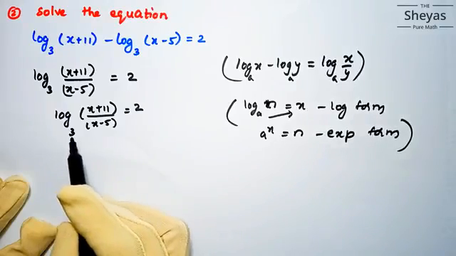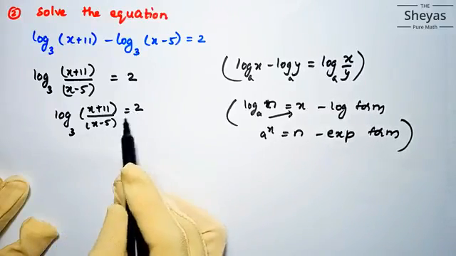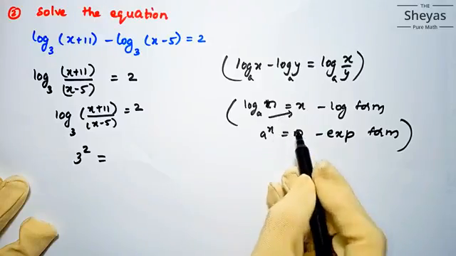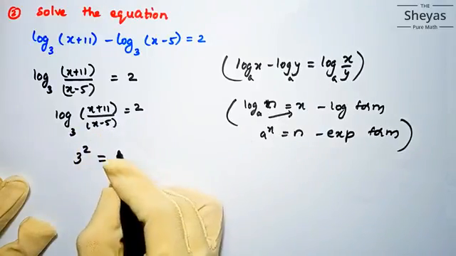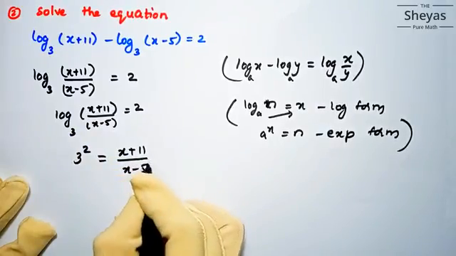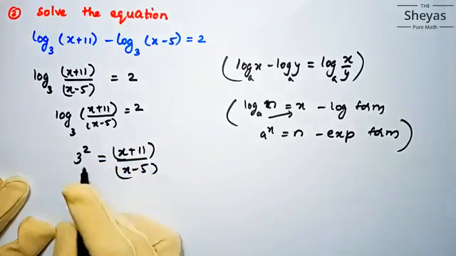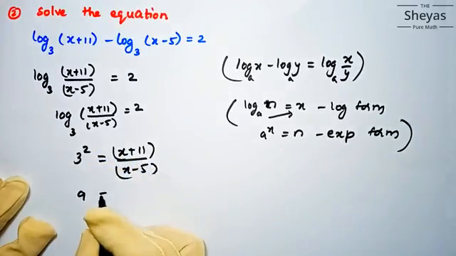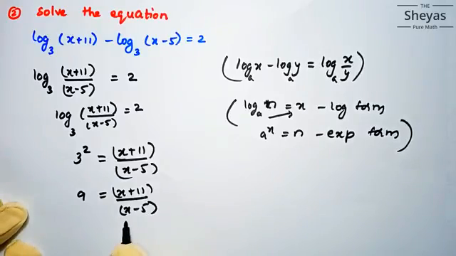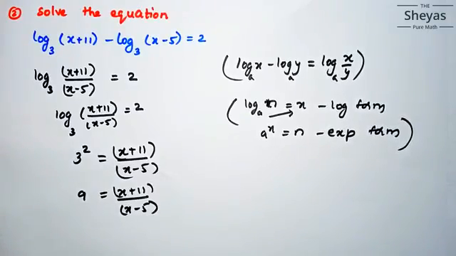So what is in the base? Keep this arrow in the mind. So 3 power 2 is equal to, this n comes here, right? So this value will be coming to the other side. So x plus 11 by x minus 5. So this 3 square can be written as 9, and x plus 11 by x minus 5. So now you can cross multiply this.